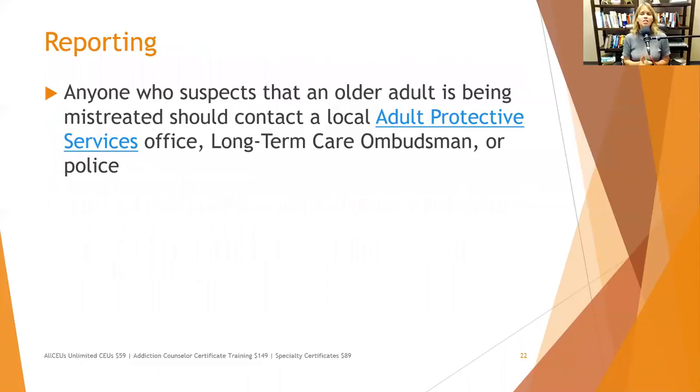So anyone who suspects that an older adult is being mistreated should contact a local adult protective service office, long-term care ombudsman if it's a nursing home, or the police. So we need to start reaching out and making these reports.